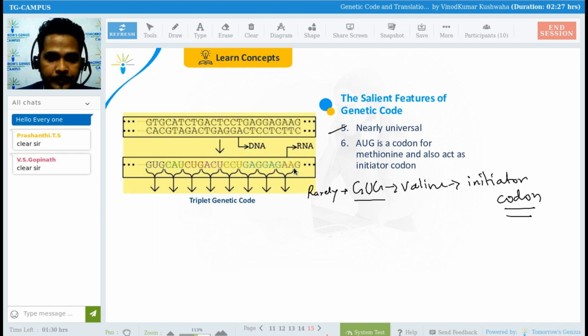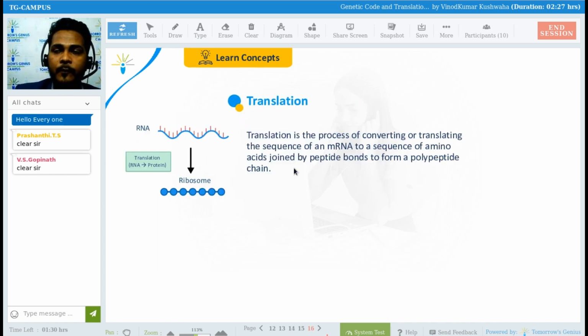Okay. Any other doubt? No. Okay. Let's move to the next. As of now, we studied the genetic code, and we are very clear about what the genetic code is, right? Yes or no? Come on, respond fast. I want a response from everyone. Then I will move to the next concept, that is translation.